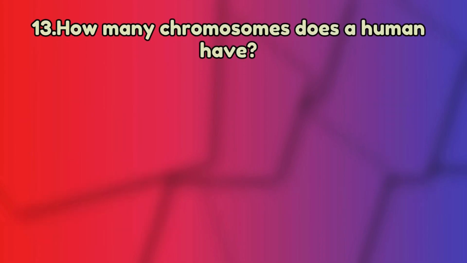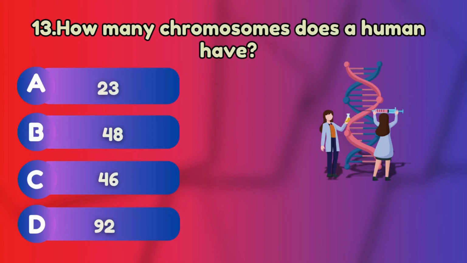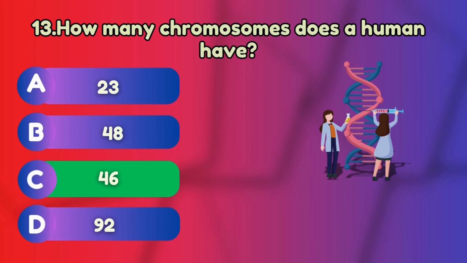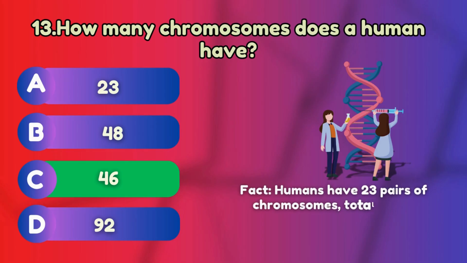How many chromosomes does a human have? A. 23. B. 48. C. 46. D. 92. Right answer, 46. Fact, humans have 23 pairs of chromosomes, totaling 46.